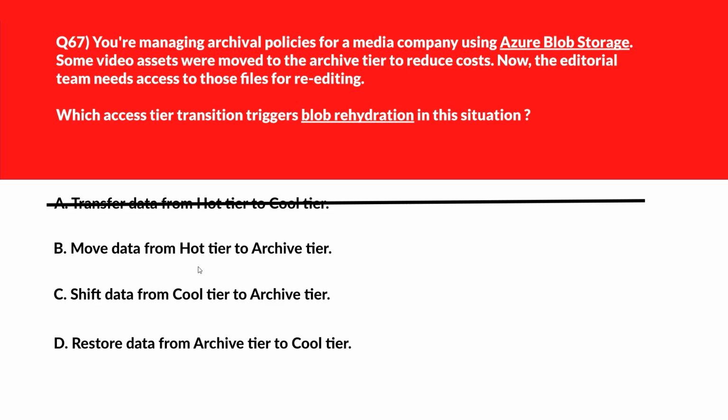B says move data from hot tier to archive tier. Moving data from hot to archive is a transition into long-term storage, not a recovery process. We'll eliminate it. We'll move to C.